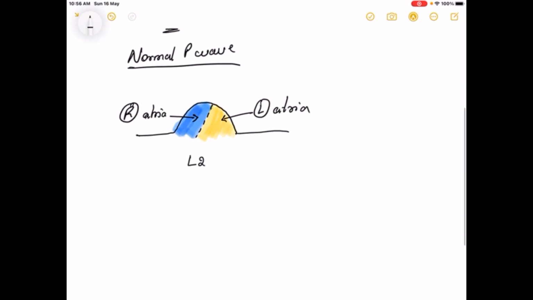So now let's see in chest lead V1. In chest lead V1, the P wave is a biphasic wave with positive and negative deflection. The first positive upward deflection is due to right atrial contraction and the next downward negative deflection is due to left atrial contraction. So this is the morphology of the normal P wave. Now let's see how this changes in atrial hypertrophy.